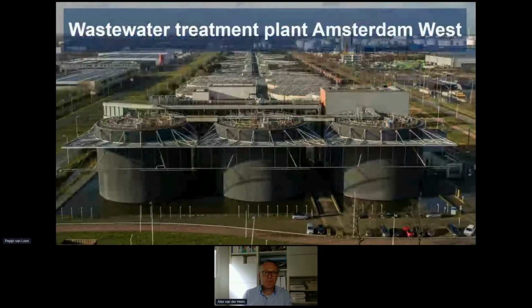Next slide, please. So this is our wastewater treatment plant Amsterdam West. It is a 1.1 million population equivalent treatment plant, which treats all the wastewater of the city of Amsterdam. And one thing that I want to point out in this picture is that if you don't look at the 3 tanks in the front, but the tanks thereafter, they are covered. And that's good to know because, as they are covered, we can measure all the off gas of these tanks. Normally, most of the time, these tanks are open.